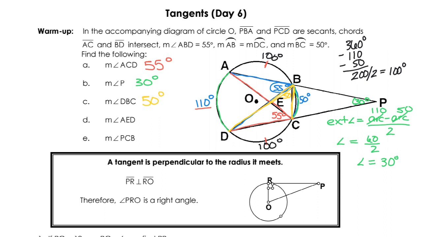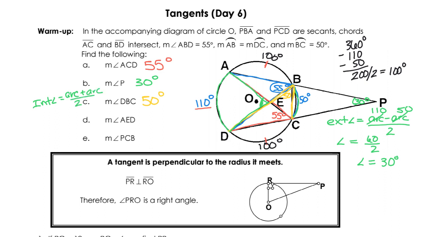Okay. Next we have the measure of angle AED. A to E to D. This angle here is what they call an interior angle. And interior angles are equal to arc plus arc, divided by 2.